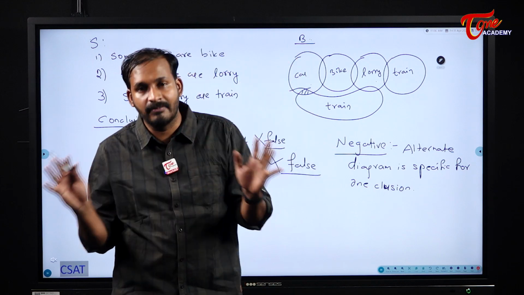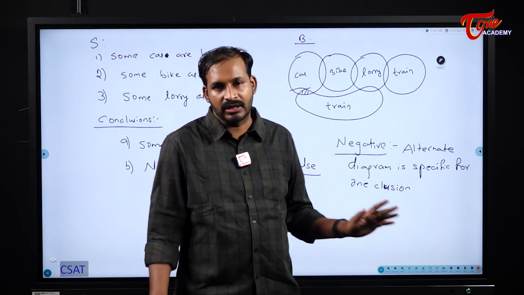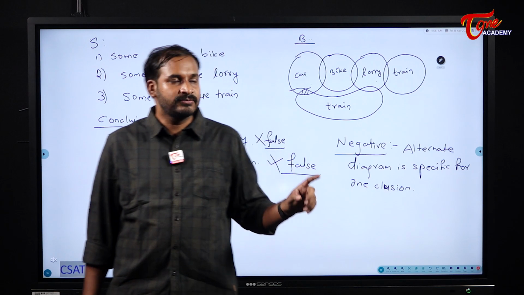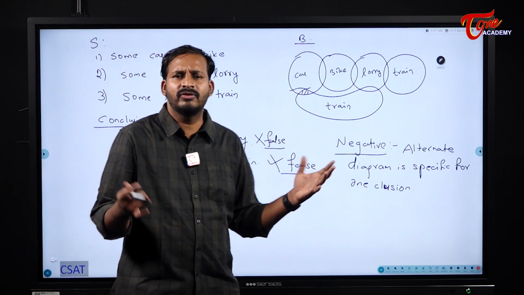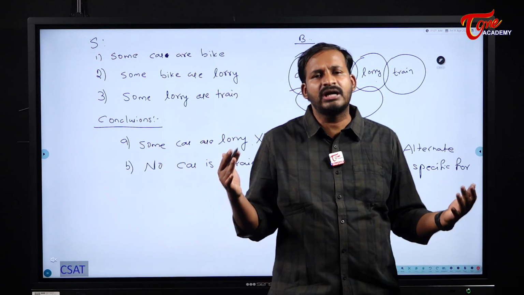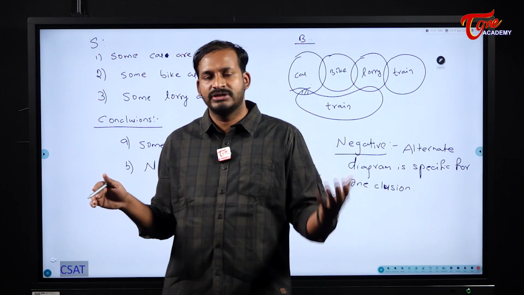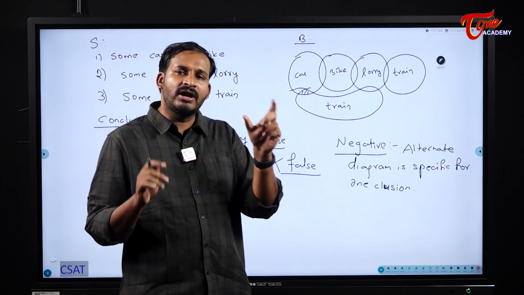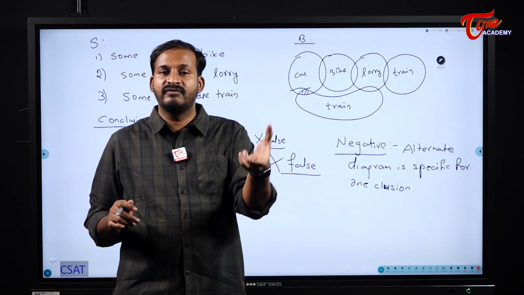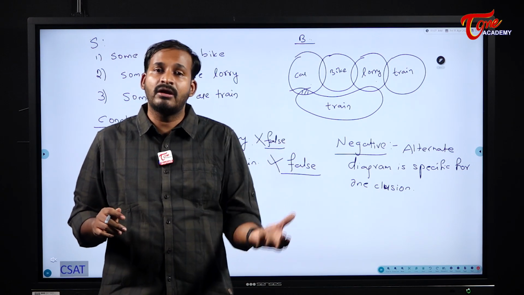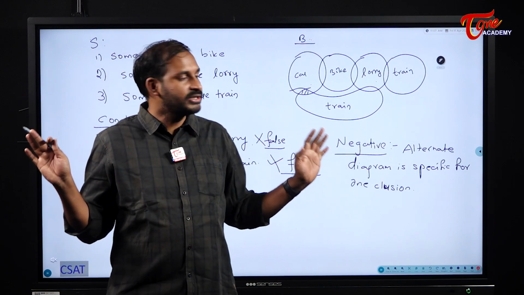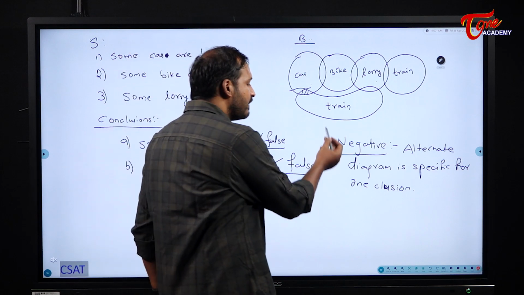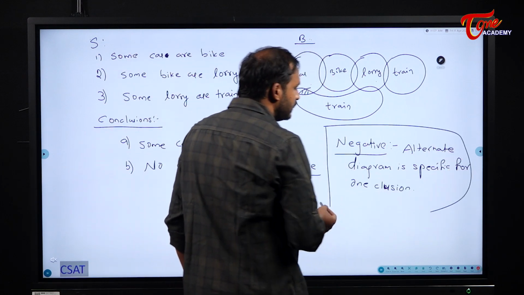You can draw many number of alternate diagrams based on the negative conclusions. When it comes to basic diagram, usually we will have only one basic diagram. When it comes to alternate diagram, you can draw many number of alternate diagrams based on the conclusions. To make a conclusion false, we will draw one alternate diagram for that particular conclusion. If there is one more negative conclusion, you can draw one more alternate diagram and make it false. Understood? Like this, we will take the help of alternate diagram.